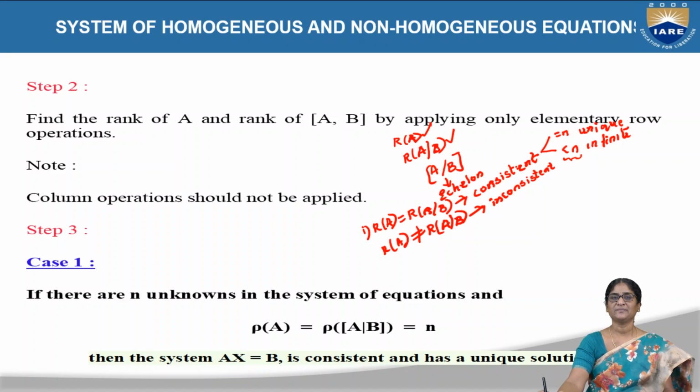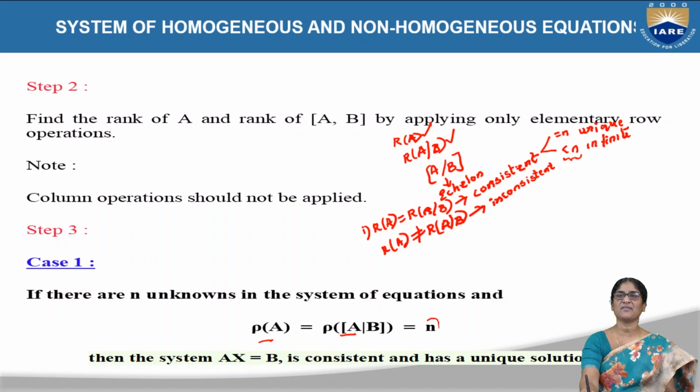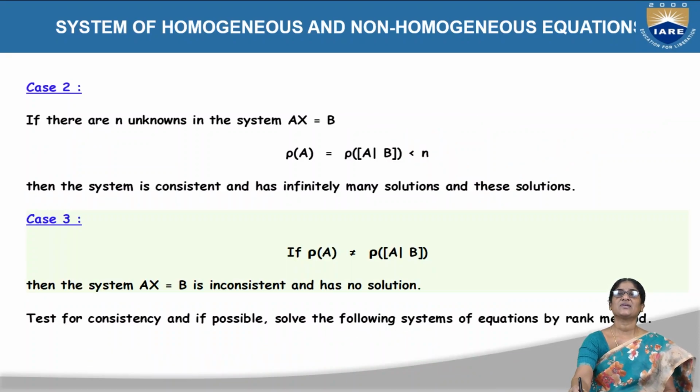So let us see further. In the first case, you can see that the rank of A is equal to the rank of A by B and is equal to the number of variables, then that particular equation has a unique solution. In the second case, the rank of A is equal to the rank of A by B, but it is less than the number of variables. That means the number of non-zero rows after reducing to echelon form will be less than the number of variables.